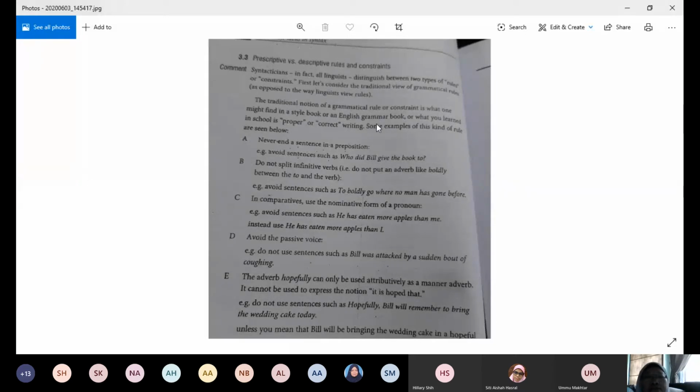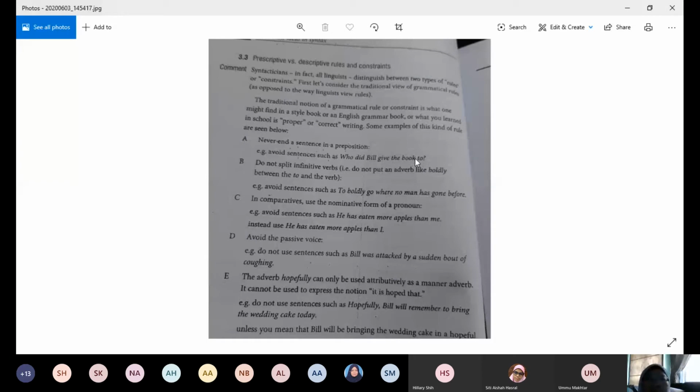In those kind of books, you learn about what is proper language or proper grammar or correct grammar. So these are examples of what your teacher will tell you as don't do this. Never end a sentence in a preposition. So avoid sentences like who did Bill give the book to? Grammar teachers don't like this.